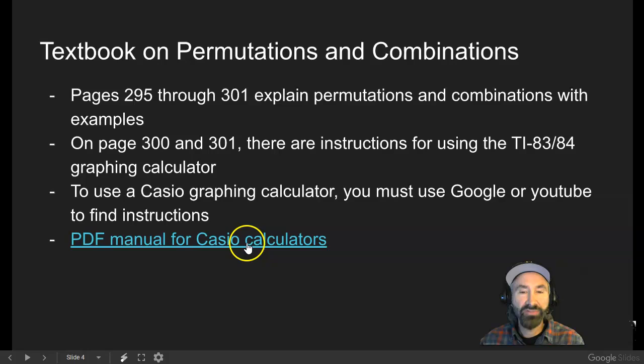I do also have a link here in my presentation for how to get to the PDF manual for Casio calculators. And I'm also going to put this link in Canvas where you can find it easily, close to the modules related to permutations and combinations.